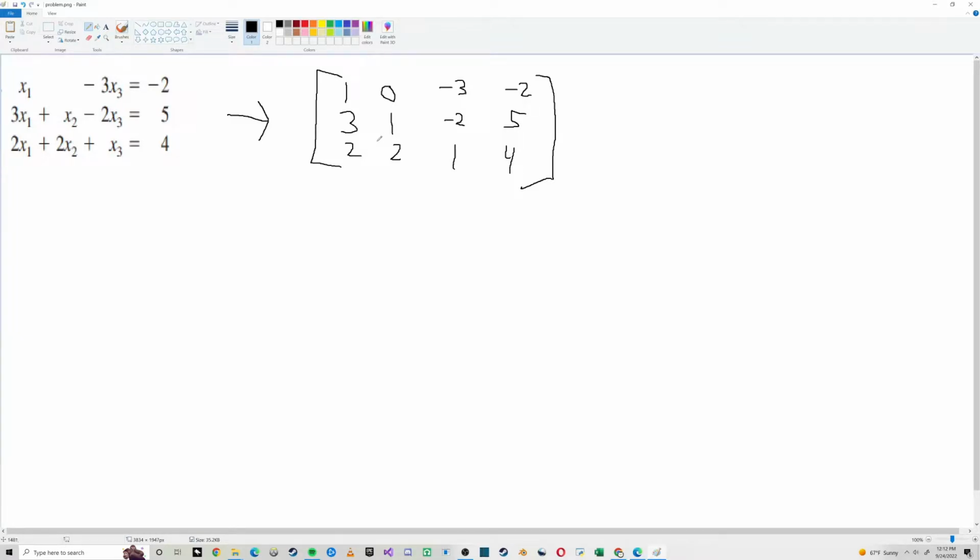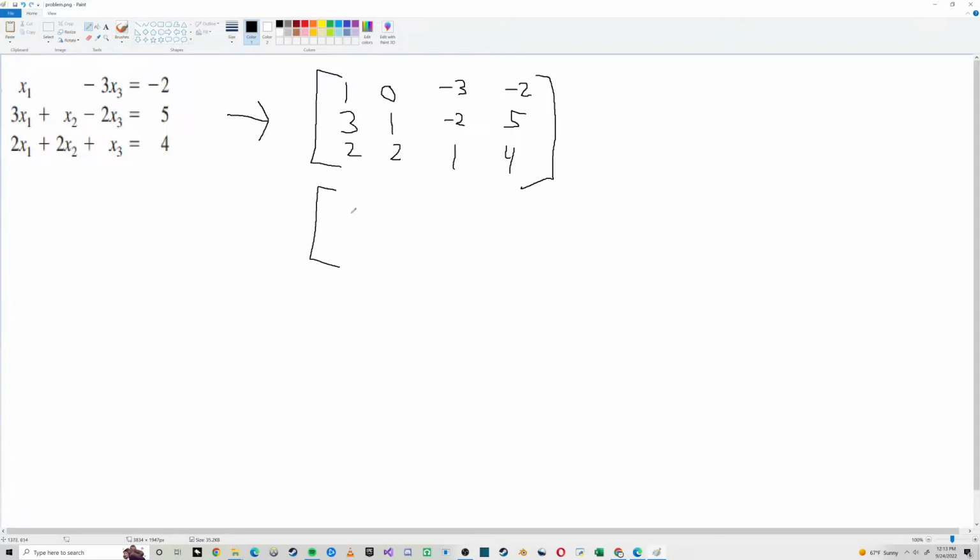Now for Gaussian elimination, we need to make this spot and this spot all 0, so that we can then back substitute in and solve the system. So the way we're going to do that is we're going to start in here, move down and try to make this 0, this 0, and then this 0. So how can we make this a 0? Well, let's subtract 3 of this row from that row.